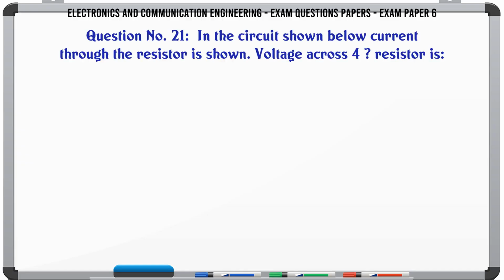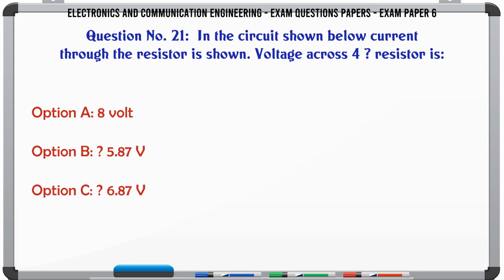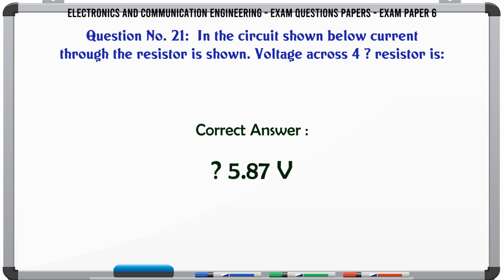In the circuit shown below, current through the resistor is shown. Voltage across the 4 ohm resistor is A) 8 volt, B) 5.87 V, C) 6.87 V, D) none of these. The correct answer is 5.87 V.